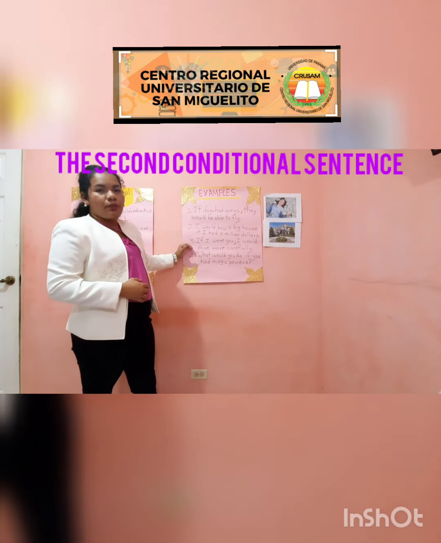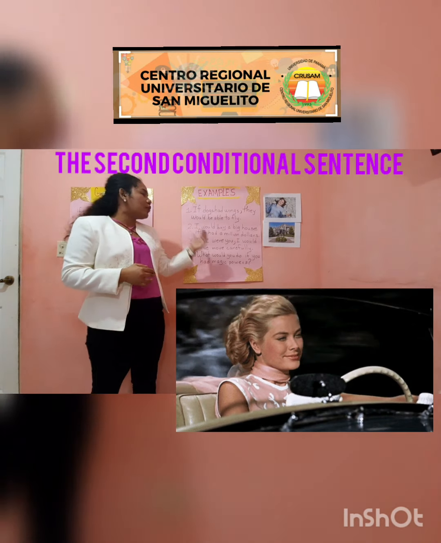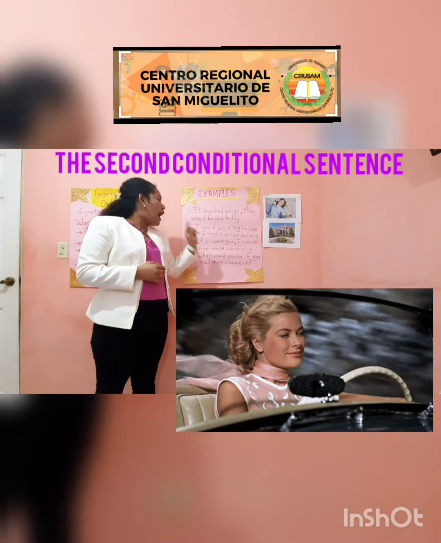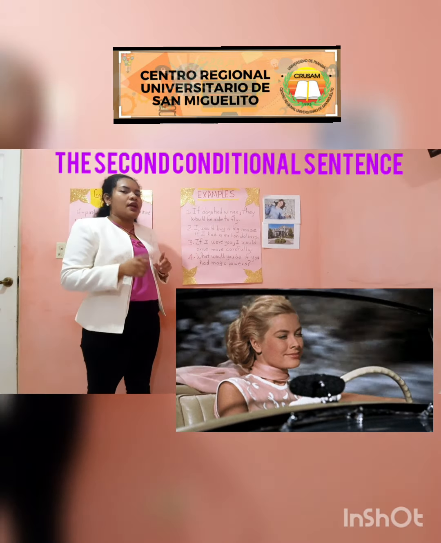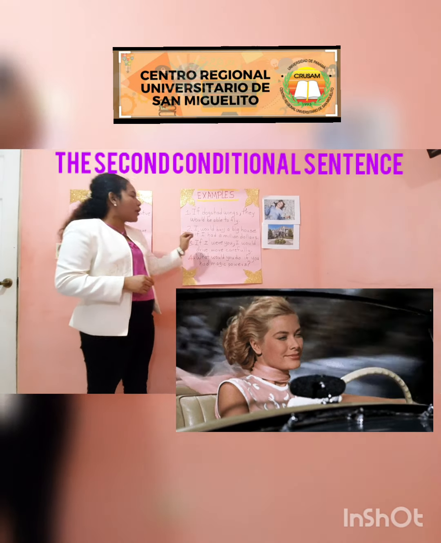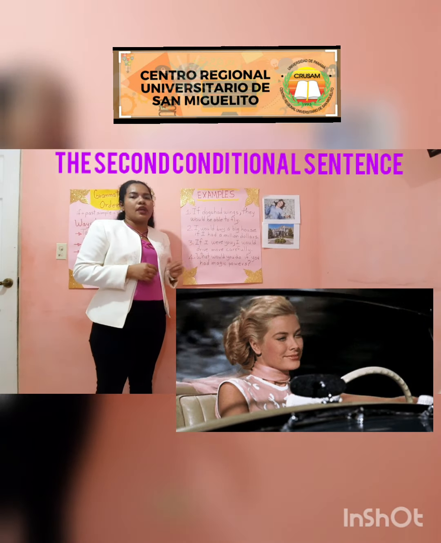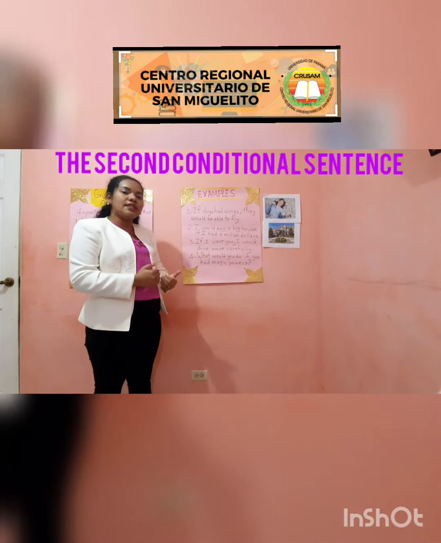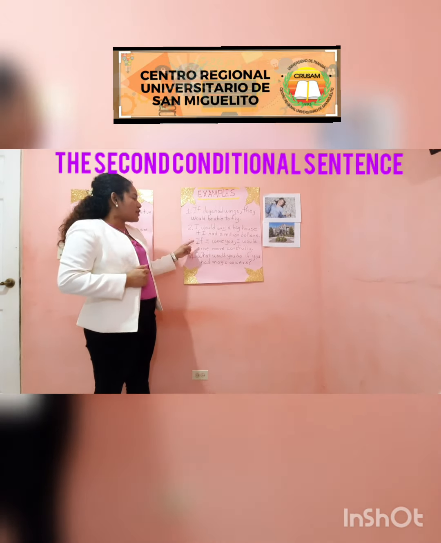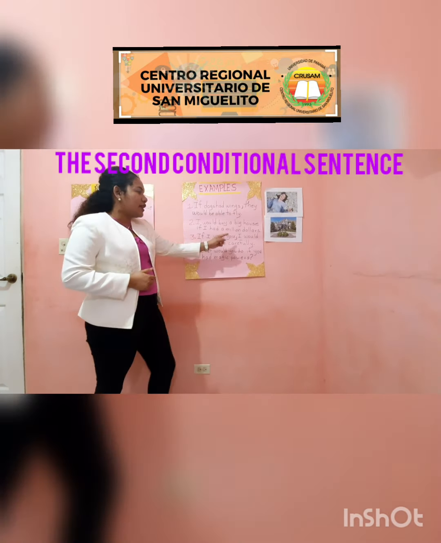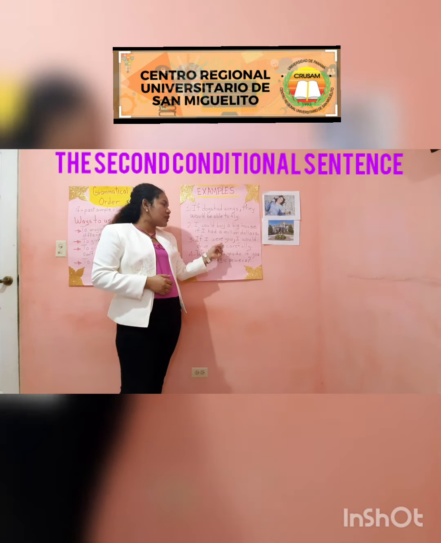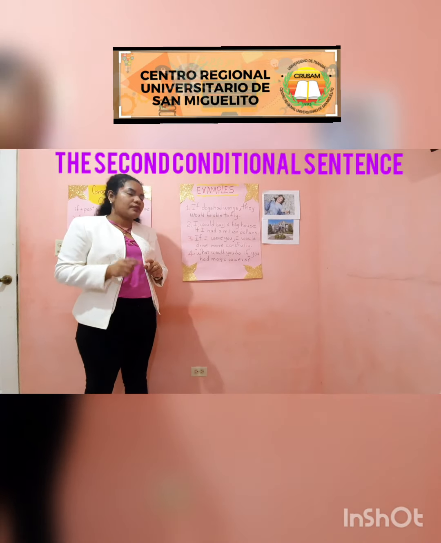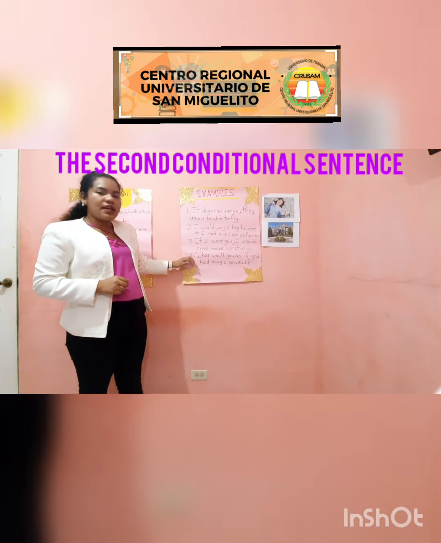In the third example, we have: if I were you, comma, I would drive more carefully. Let's read it again. If I were you, I would drive more carefully. As you can see here, the sentence starts with the word if, and there is a comma between the first and the second clause. And then we have the last example.